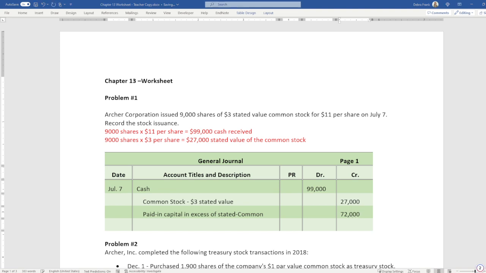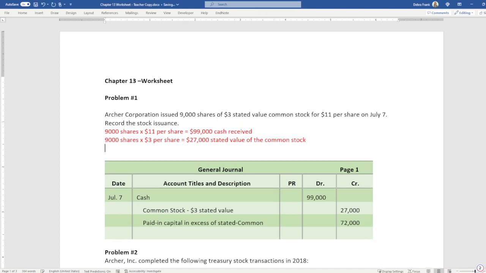So you could have said, you know what, I want to check the math for that. So you could have done the excess of it. So it would have been $11 minus 3, right? And you would have gotten $8. That was the excess received per share. And then you could have multiplied that $8 times the 9,000 shares. And then you would have gotten 8 times 9 is 72. So yes, you could have done it that way.